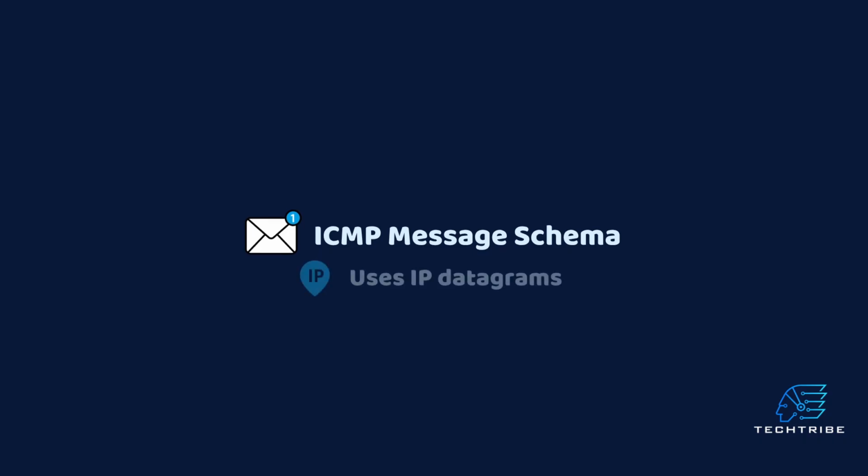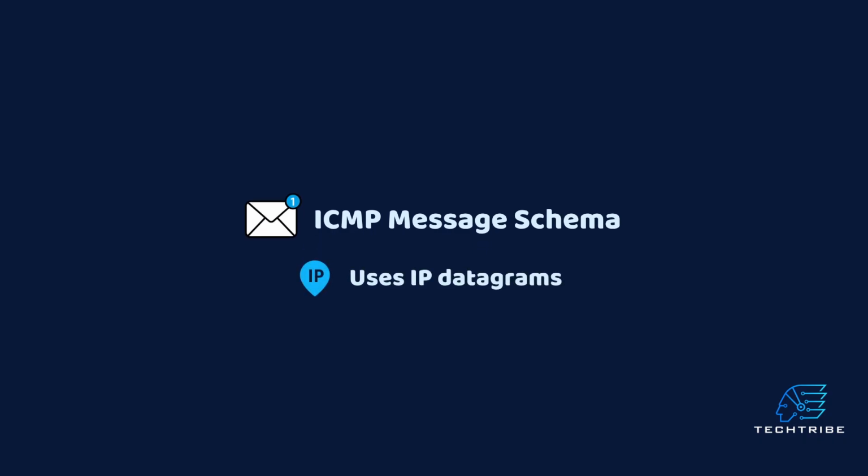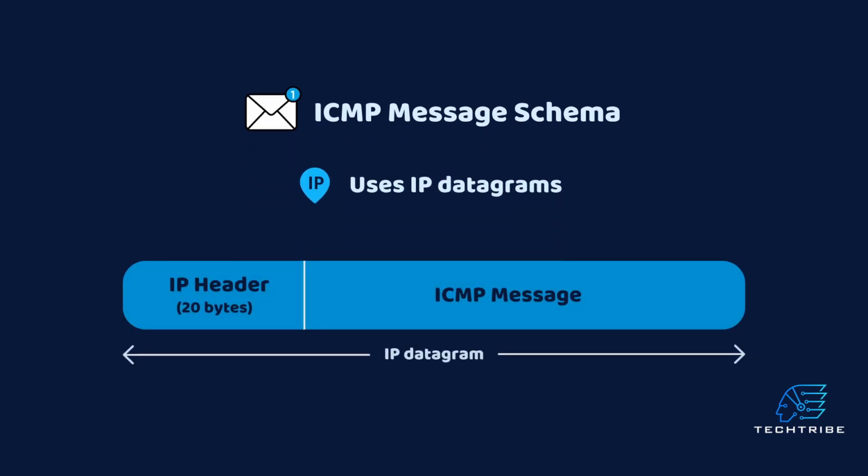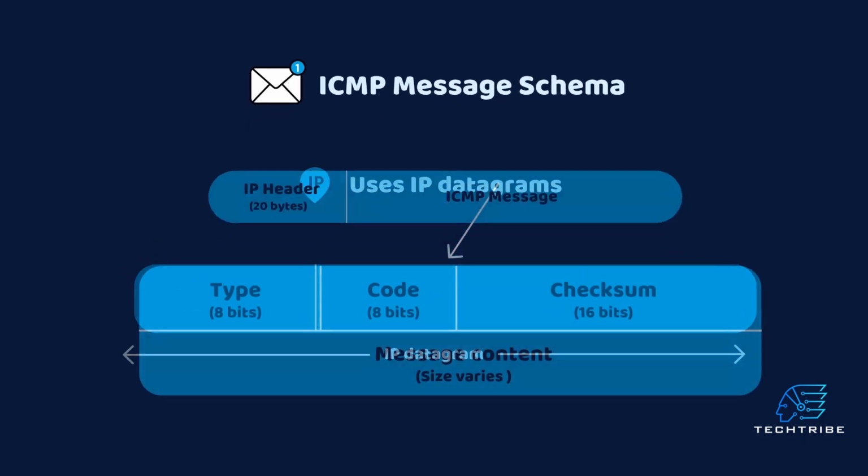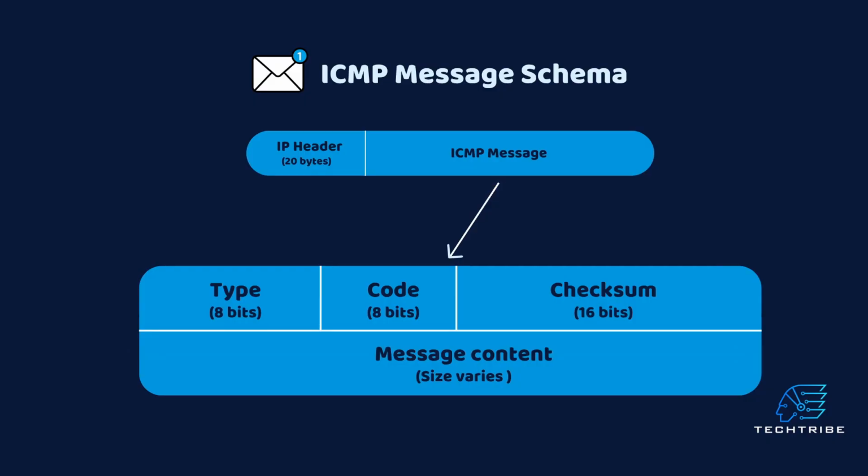When we talk about the ICMP message schema, it's important to notice that the messages are transmitted using IP datagrams, or IP packets. The whole IP datagram will have an IP header of 20 bytes, and the ICMP message, whose size varies. The ICMPv4 message has basically 4 fields: the type, the code, the checksum, and the content.